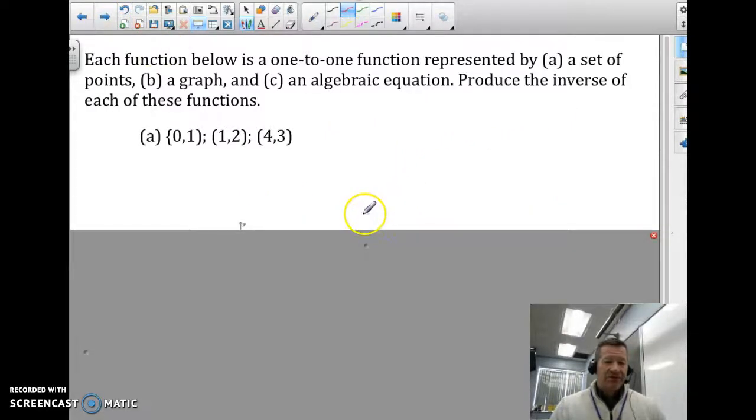Okay, now, each function below is a one-to-one function, and it's represented in part A by a set of points, in part B by a graph, and in part C by an algebraic equation. Produce the inverse of each of these functions.